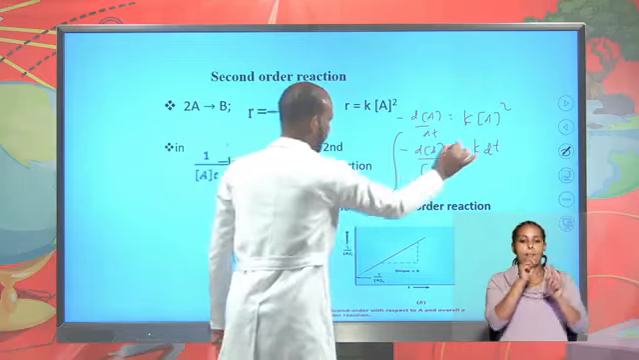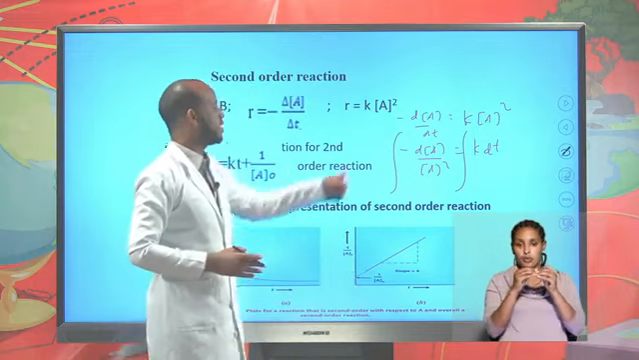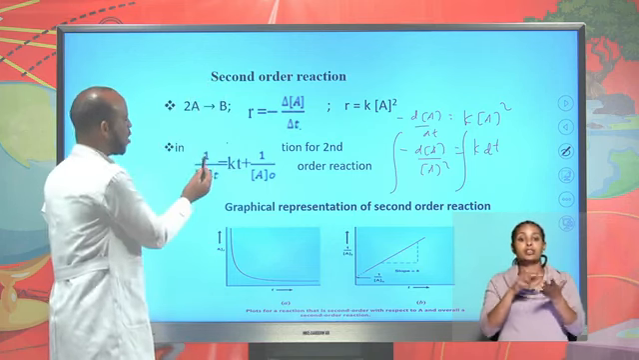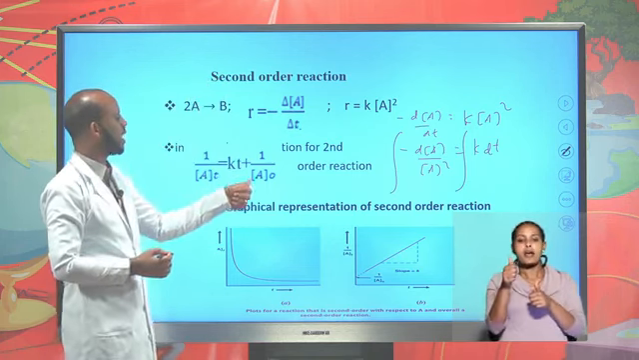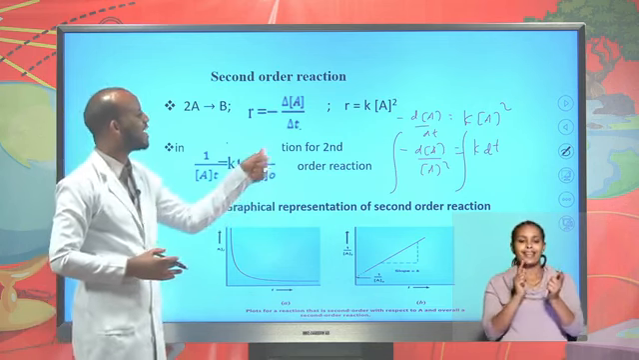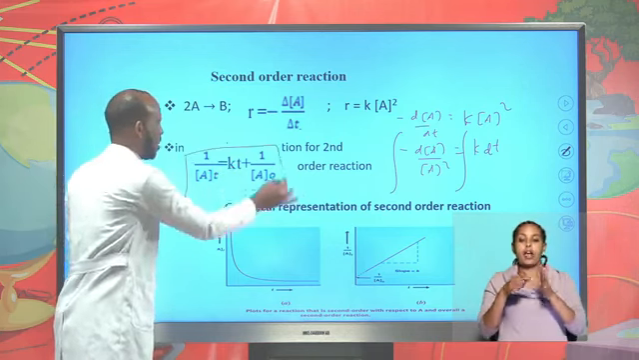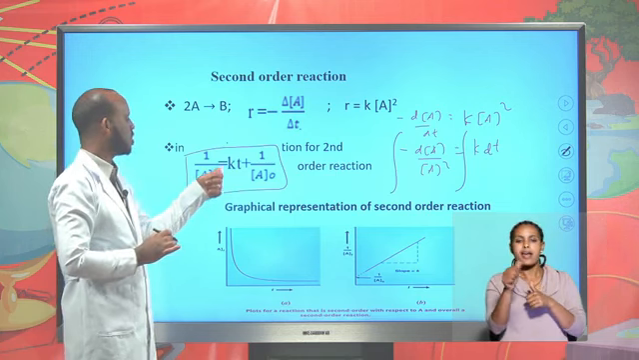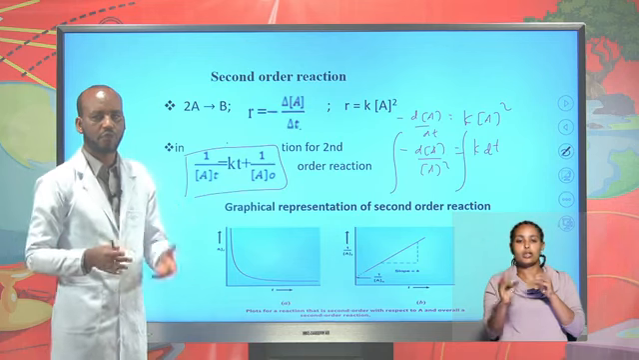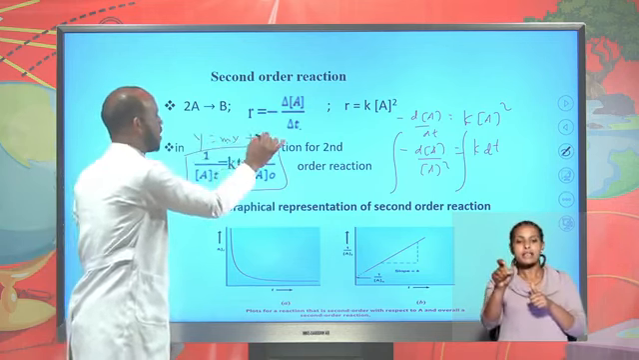Integrating both sides using calculus, the integrated rate equation for a second order reaction is this: 1 over concentration of M equals Kt plus 1 over the initial concentration. This is the integrated rate equation for a second order reaction. You see, 1 over concentration of M at any time t equals Kt plus 1 over A0, which is similar to the equation of a straight line, y equals mx plus b.